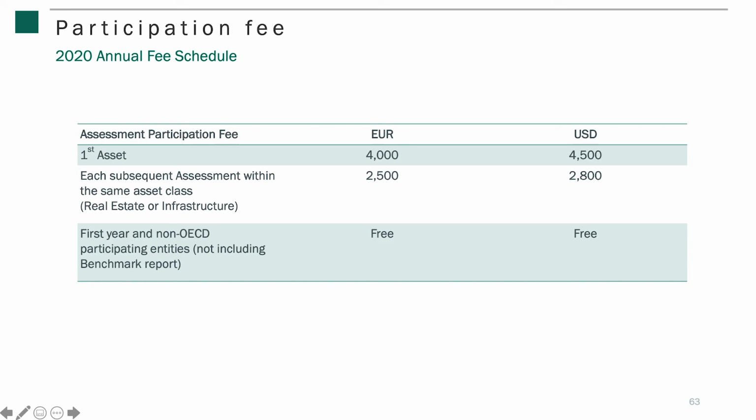Other products and services, like response checks, customized benchmark reports, training seats, etc., are no longer bundled with the assessment participation fee. This allows participants to select only those products and services that they require.